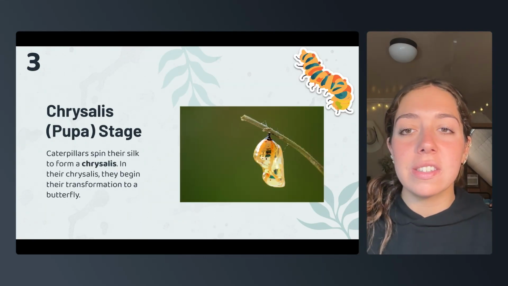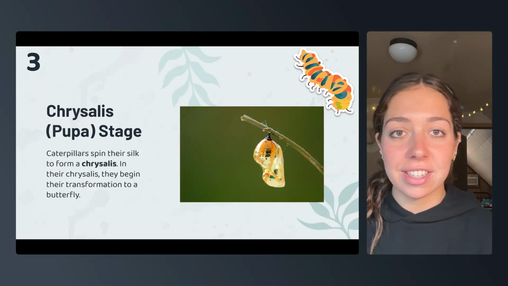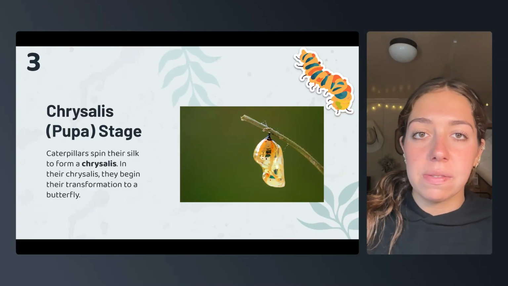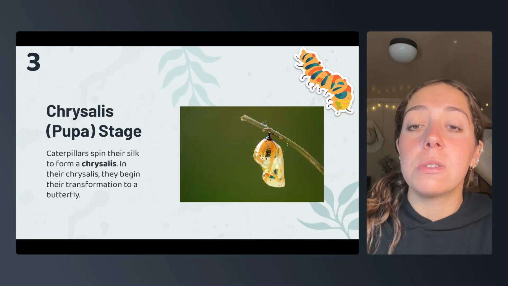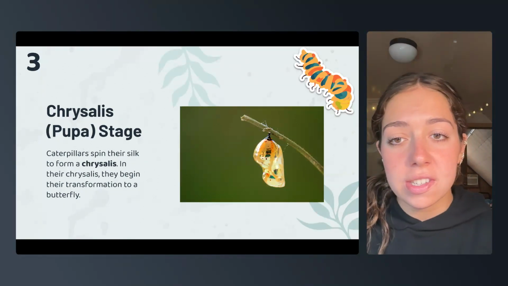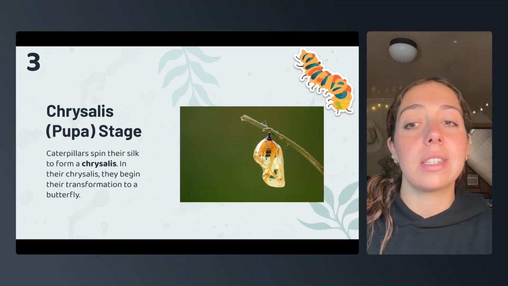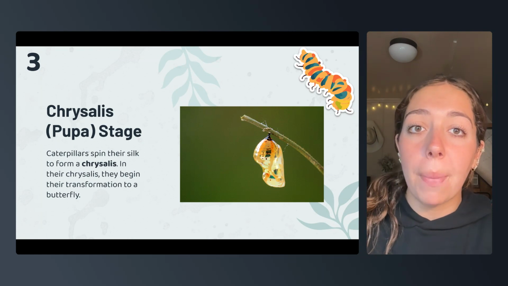The chrysalis or the pupa stage is the next stage, the third stage in our life cycle. Caterpillars spin their silk to form a chrysalis. In their chrysalis, they begin their transformation to a butterfly.